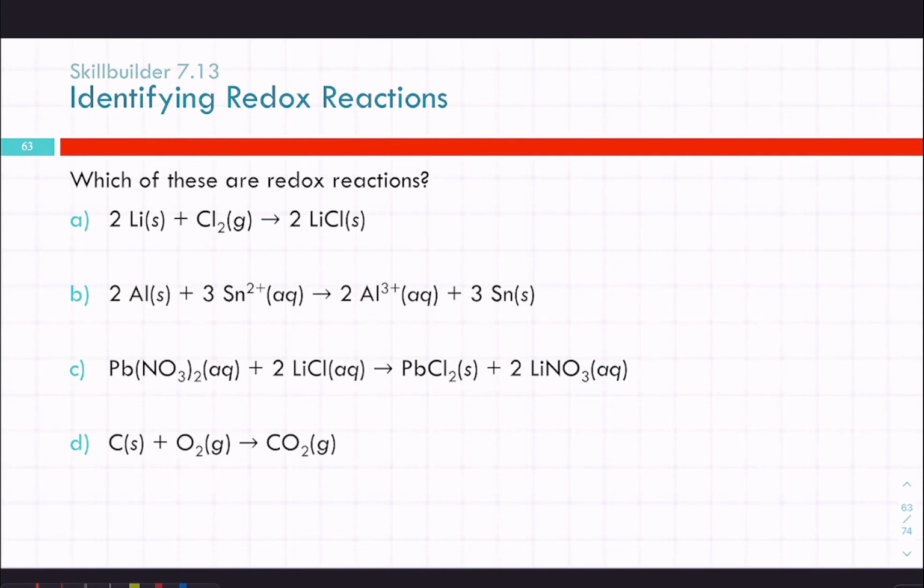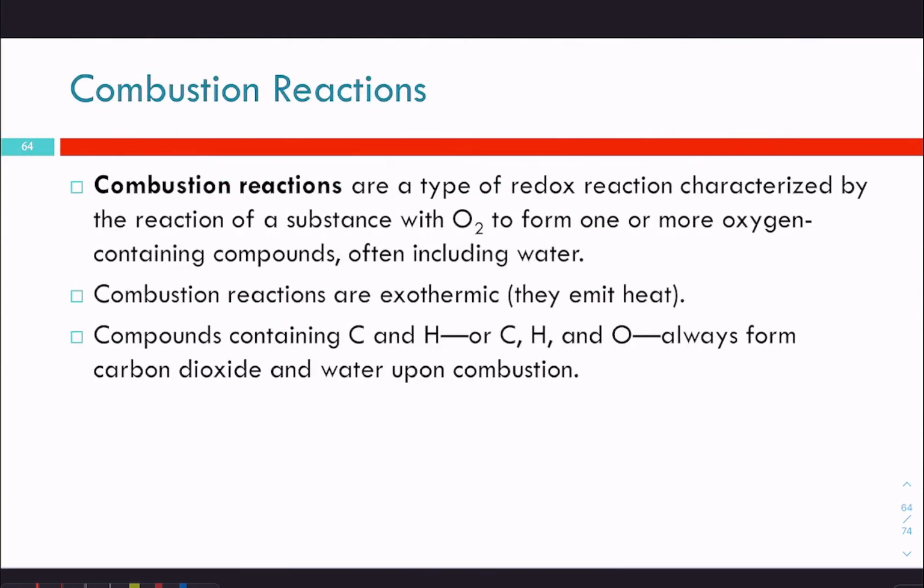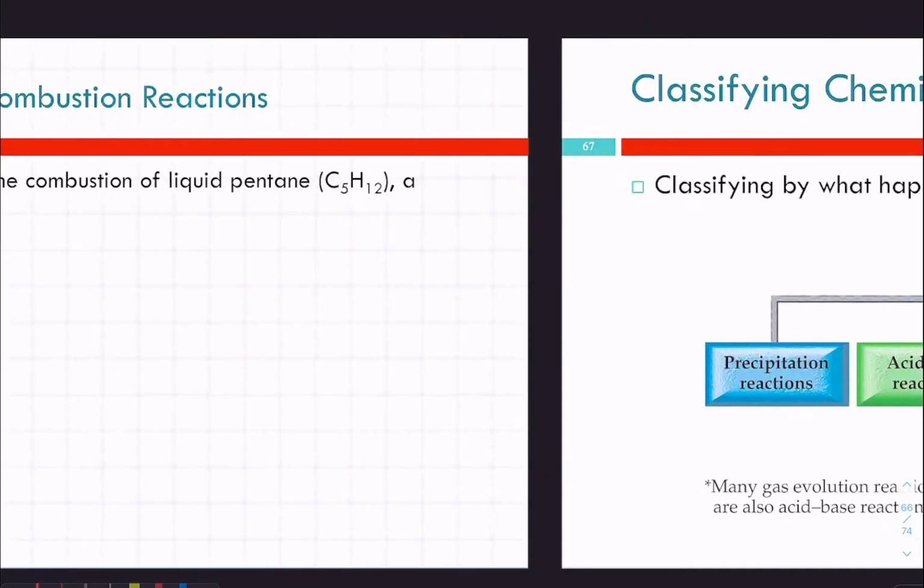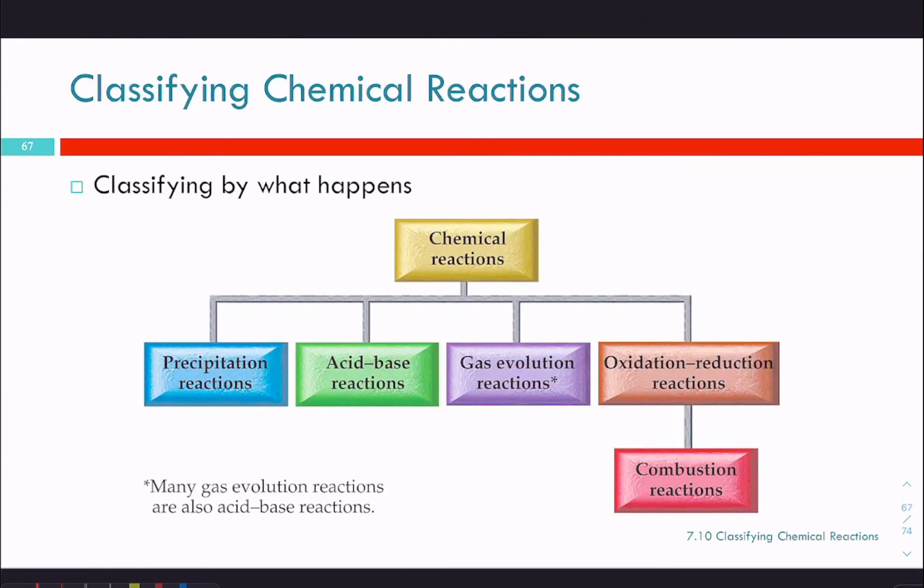So which of these are redox reactions? I actually think we're going to skip this because we're going to come back to it on Thursday. Yeah, combustion reactions are a type of redox reaction. Burning things, we're skipping, is that it? Yeah. We're going to skip oxidation reduction, come back to it on Thursday for chapter 16.